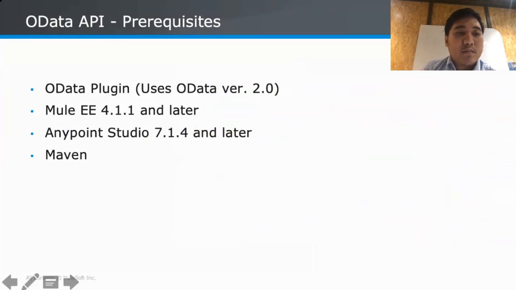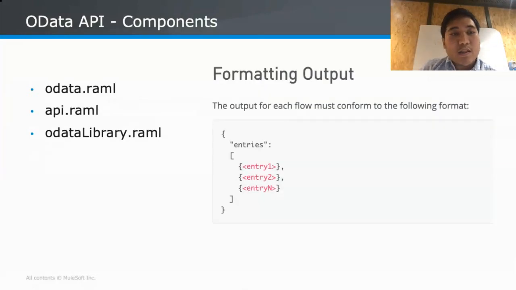You'll need Mule version 4.1.1, and Anypoint Studio 7.1.4 or later recommended. And of course, Maven. So the OData API components are mainly these files here: the OData RAML, where you do the data modeling, and the API RAML, which is basically your API specification, and the OData library, which is where the OData features are defined. Whether you enable filtering or ordering or the select feature, you can define that in that library there.